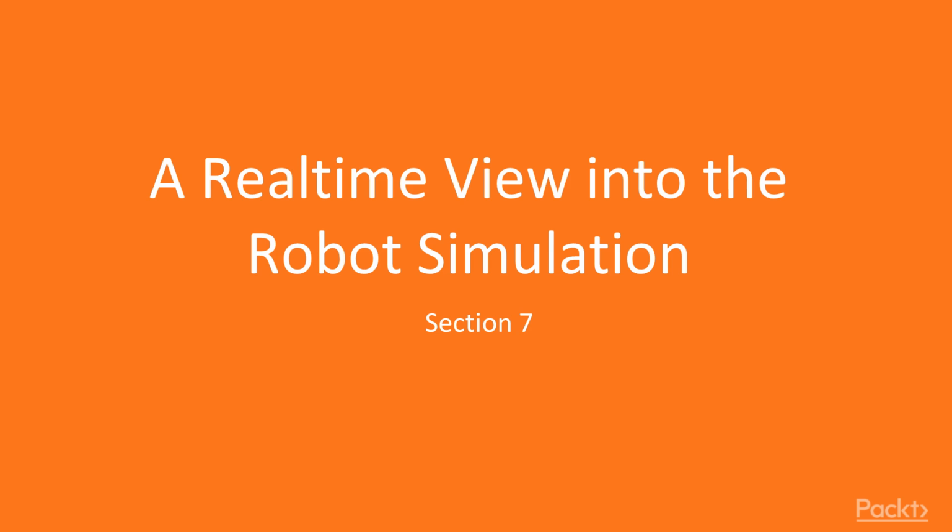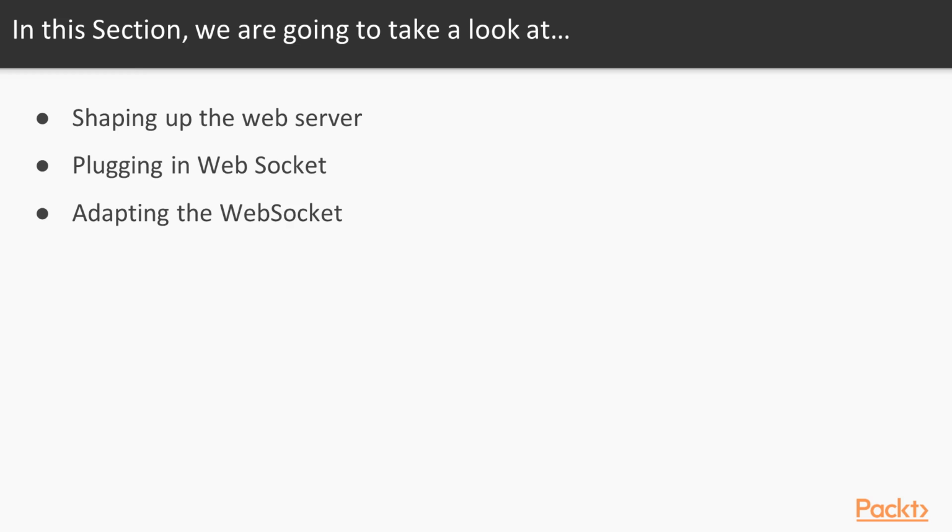As we learned earlier in the previous section, Hyper has both an HTTP client and a server. We introduced both previously. Now in this section, we're going to finish up our task to build a real-time robot simulation application. We're also going to block out our Hyper server. Then we'll plug in WebSockets. Afterwards, we're going to adapt those WebSockets.